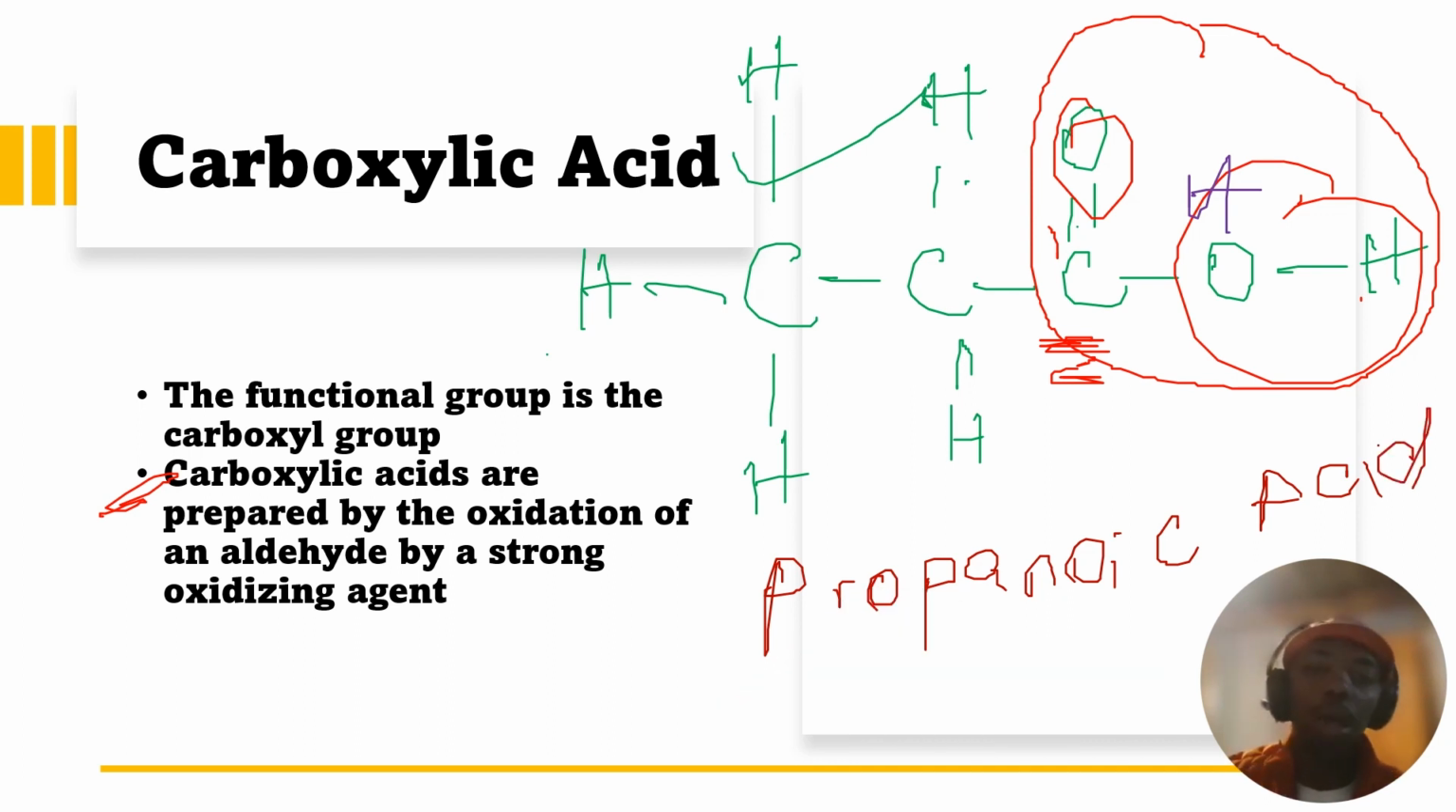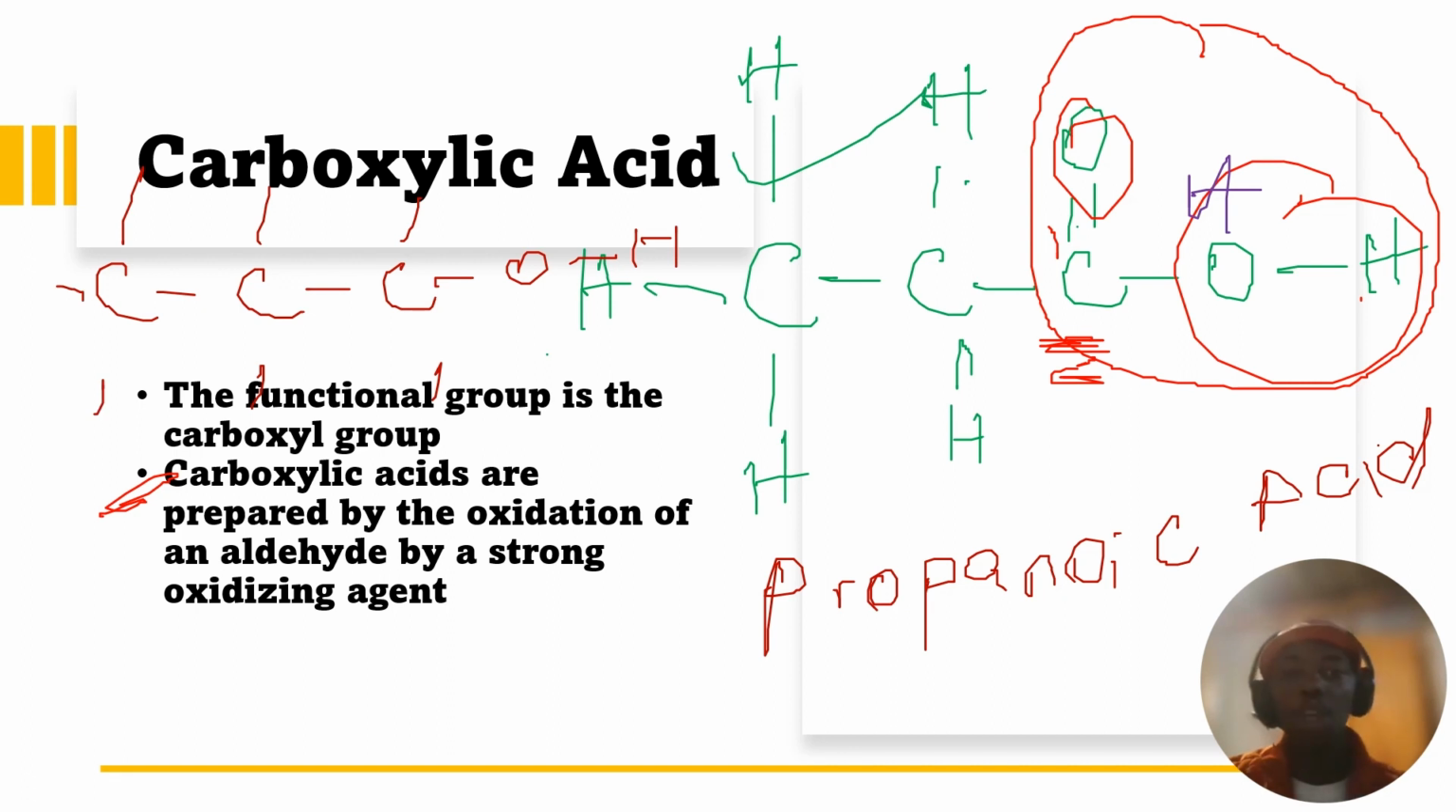In carboxylic acids, guys, you do not indicate any functional group position. For example, with alcohols, let's say it's 1, 2, 3, and there's a hydroxyl group here. If you name this, it's going to be propan-1-ol.